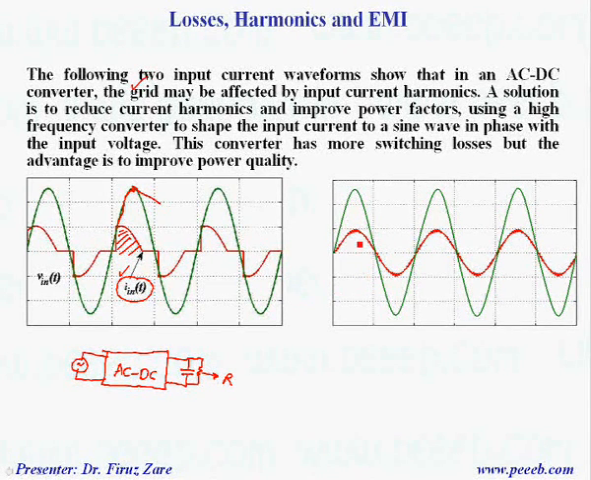Another possibility is using a power factor correction circuit. That means in this case we can shape the input current into a sine wave in phase with the voltage. So the advantage is we can improve the quality and reduce the harmonics. When we are talking about harmonics, when the input is AC, it's quite important to have a better current, because otherwise we are not allowed to inject significant harmonics into the power system.